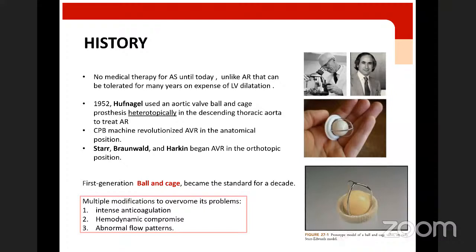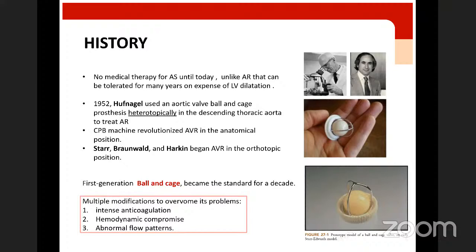1952 was the first time Hufnagel used his aortic ball in a cage, heterotopically, meaning in a different position than the normal aortic valve. He placed it in the descending thoracic aorta to treat basically AI. Shortly after the invention of cardiopulmonary bypass, surgical pioneers like Dr. Starr, Braunwald, and Harken began placing the ball in a cage aortic valve in the normal orthotopic position. And then the first generation of aortic valve prostheses, the ball in a cage, became the standard for AVR for almost a decade.